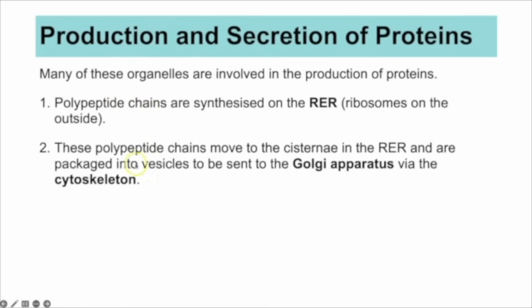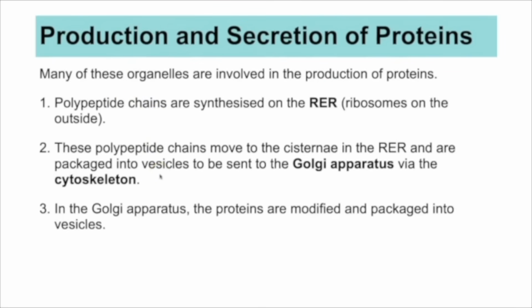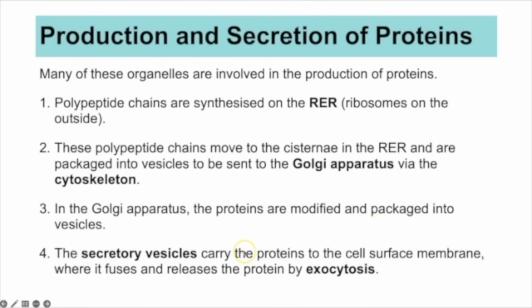Now they have to move through the cytoskeleton to get to that Golgi apparatus. Once they're inside the Golgi apparatus, the proteins are modified further and packaged into vesicles, and those secretory vesicles carry the proteins to the cell surface membrane. The vesicle then fuses and releases the protein by exocytosis.